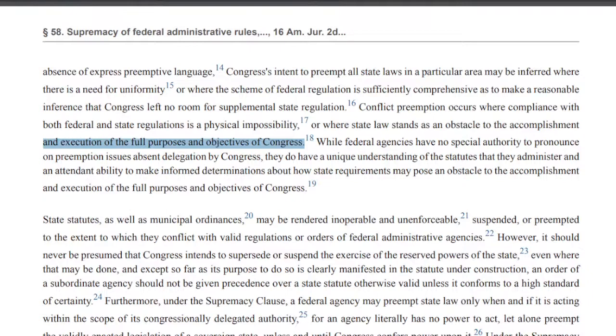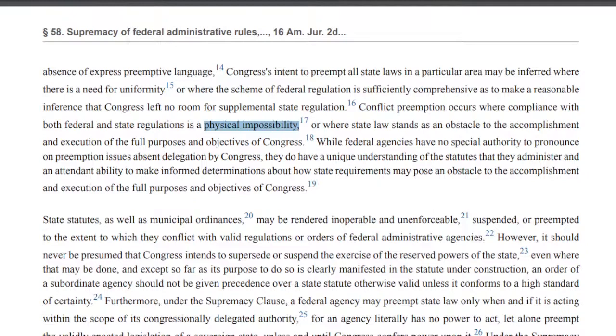So again, state laws that are such that compliance with them and with the federal regulations at the same time is a physical impossibility would be nullified and void. That's one way to nullify a state law or regulation, if it's a physical impossibility to be in compliance with both those regulations.